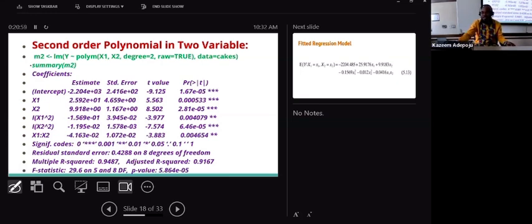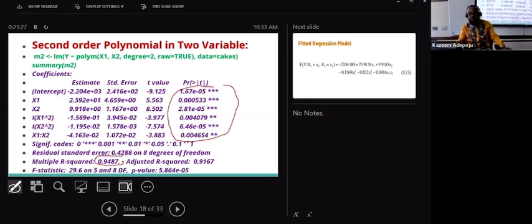Now, in the end, take a look at this. All of them are significant. Look at that. The interaction effect is significant. The quadratic effect of each variable is significant. The linear effect is also significant. Even when you take a look at the R square here, the R square is so high. Look at that. Now, how do I write my fitted model?